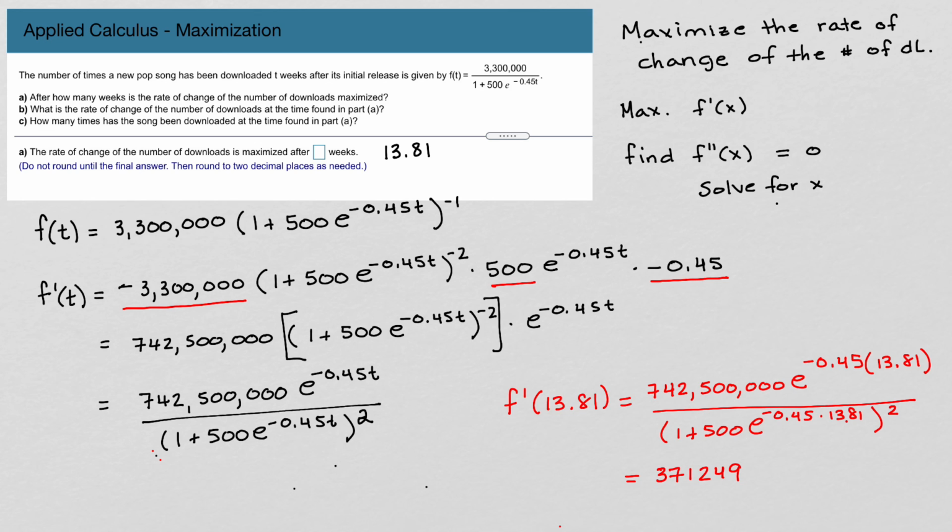And then in C, you want to take that 13.81 and plug it into the original function and evaluate that. And so that's how you do that problem. I'm going to let you do the last bit on your own.